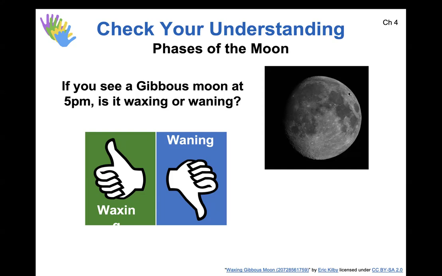Because it's growing. But how do you know it's not a waning gibbous? In other words, because the moon is still phasing around 5.